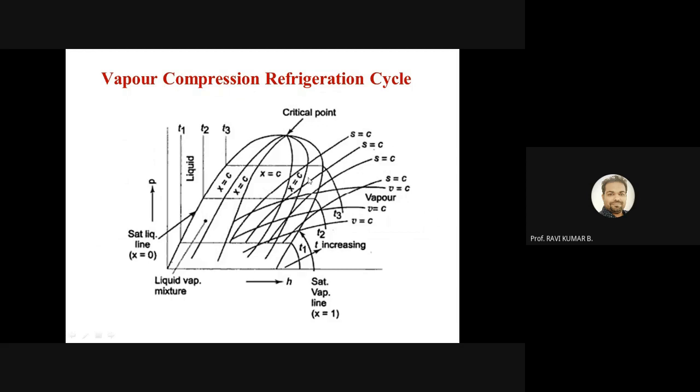So here also you look at these two constant pressure and temperature lines. These are basically phase change process lines. You look at here, this horizontal line is your phase change process line.